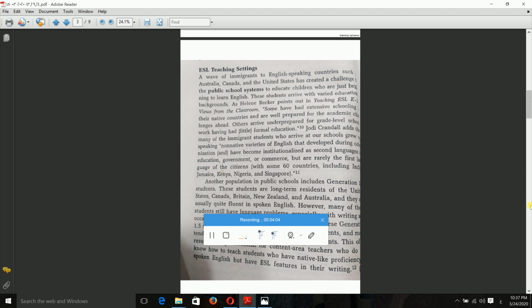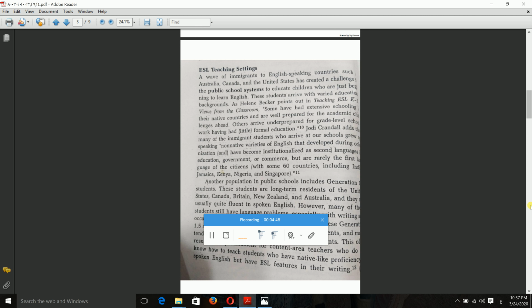ESL teaching settings. A wave of immigrants to English-speaking countries such as Australia, Canada, and the United States. The official language of these countries is English. So when you travel there to study or to do business, you should study or learn English as a second language, not as a foreign language. Here in Iraq we learn English as a foreign language, but there in the United States of America or the United Kingdom, you learn English as a second language.